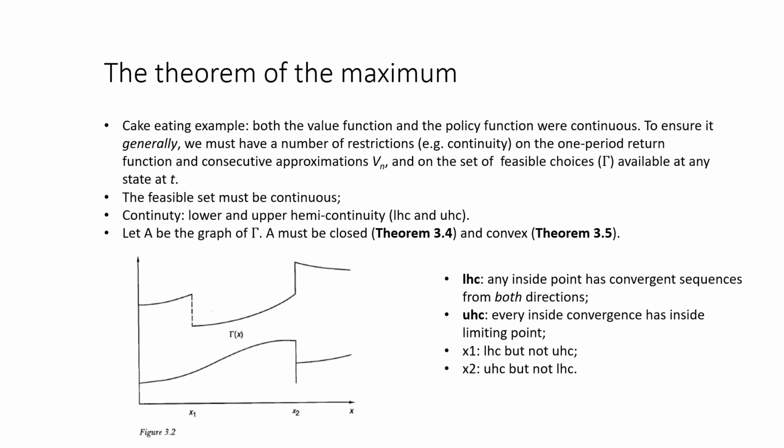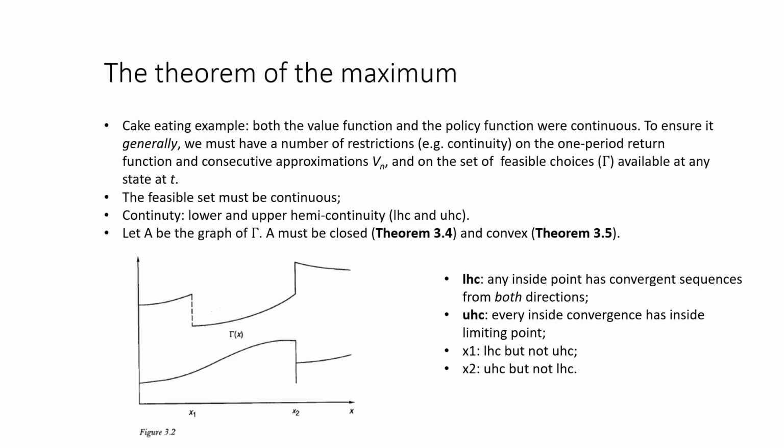The authors Lucas and Stokey describe continuity of the feasibility set with two concepts: lower and upper hemi-continuity. This figure is very useful. It directly comes from the textbook, and you can see what upper and lower hemi-continuity mean. They give the exact definitions, and I don't want to use those definitions here. You can read them. Lower hemi-continuity intuitively means that any point inside the feasibility set has convergent sequences from both directions. And upper hemi-continuity means that every convergent sequence inside has an inside limiting point.